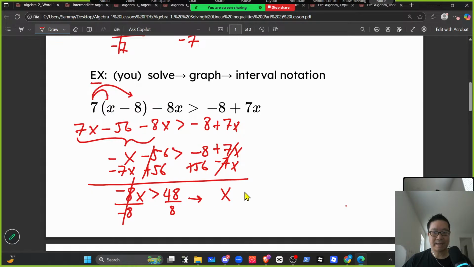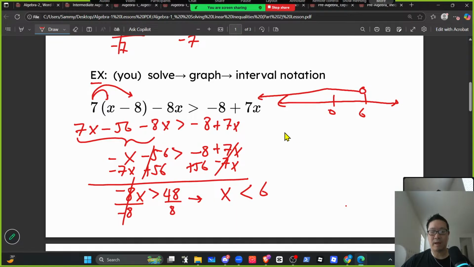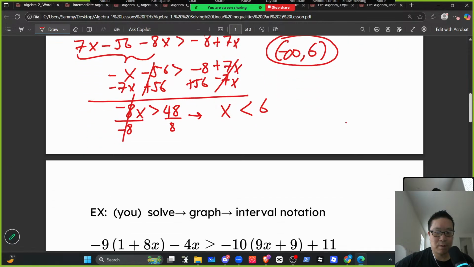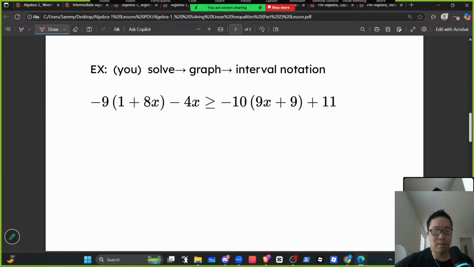We end up with x is less than 6. Did you get that? X is less than 6? Okay. On the graph, it's going to be all numbers, open circle, less than 6. As an interval notation, it's going to be negative infinity to positive 6 with parentheses. Do you have any questions on what we're doing? No? Okay. Your turn.